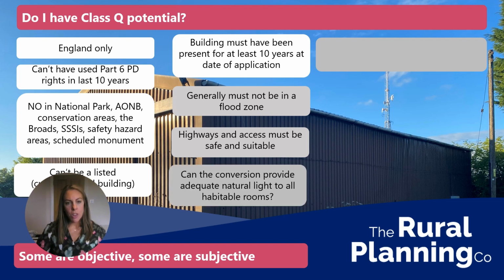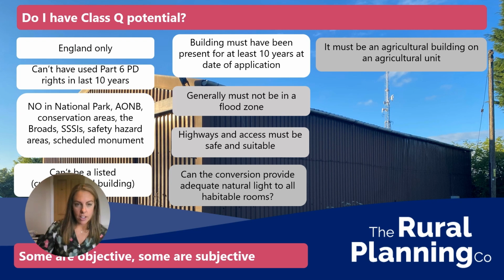One of the newer things that has come out under Class Q is that we have to be able to show that we can get adequate natural light to all of the habitable rooms. Now, again, there are some quirks in there in terms of which habitable rooms. For example, you don't need it in the downstairs bathroom, but you do need it in the kitchen and the bedroom and so on. So we just have to make sure that we can design the Class Q to make sure that we are ticking that box. So that's really a design thing that we have to go through.